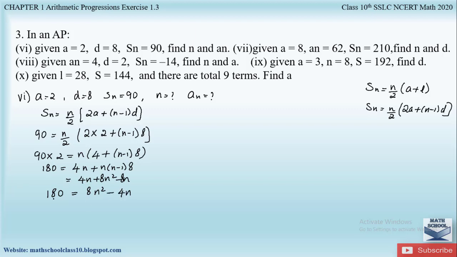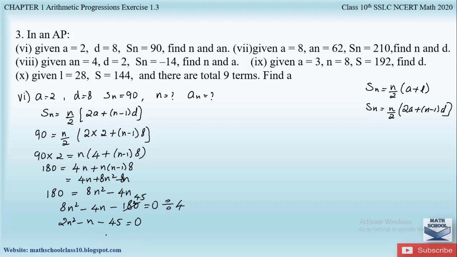So let us transfer this 180 to the right hand side. We will get 8n square minus 4n, the sign will change, it will become minus 180 is equal to 0. So let us divide by 4. So we will get 2n square minus n minus 45 is equal to 0, since 4 4s are 16, 2 is the carry, 4 5s are 20. This we did just to simplify our equation.